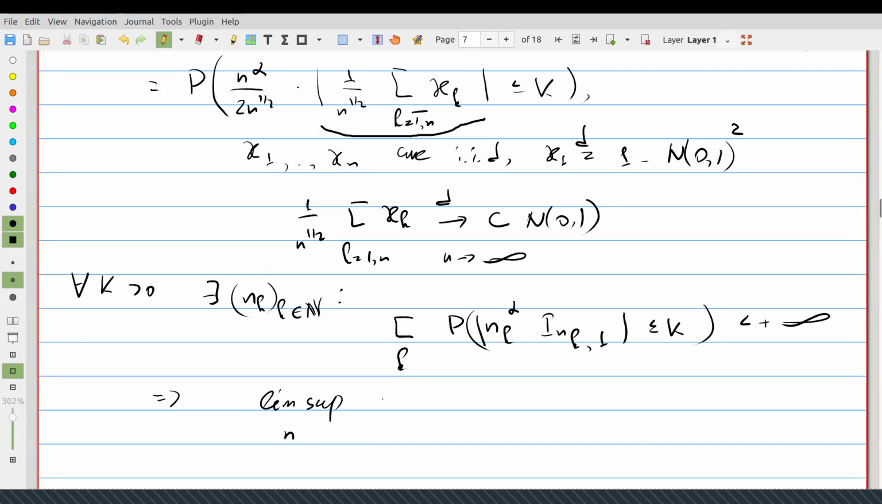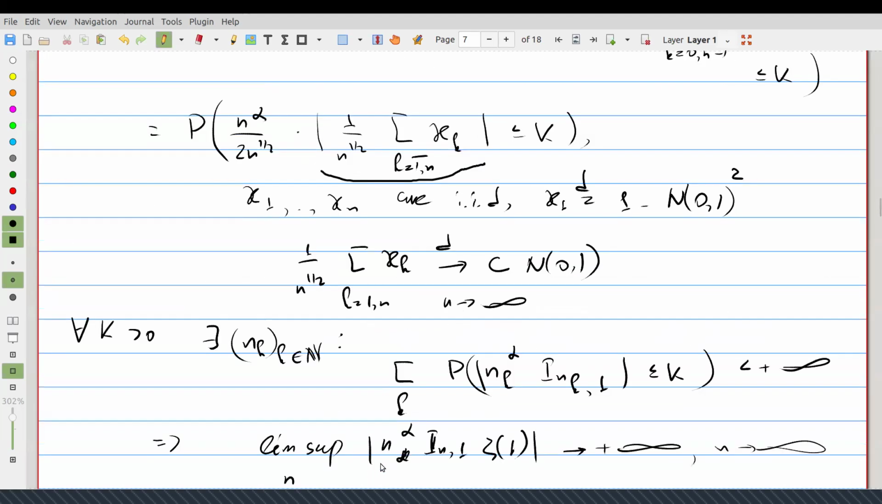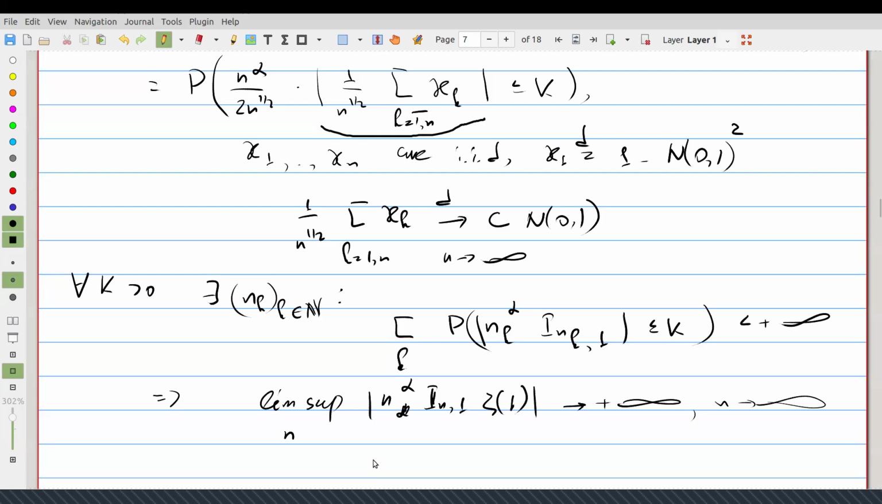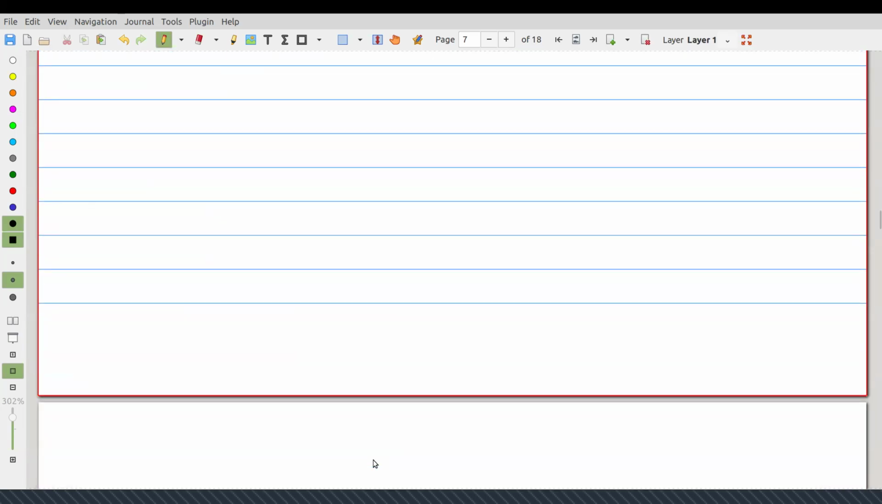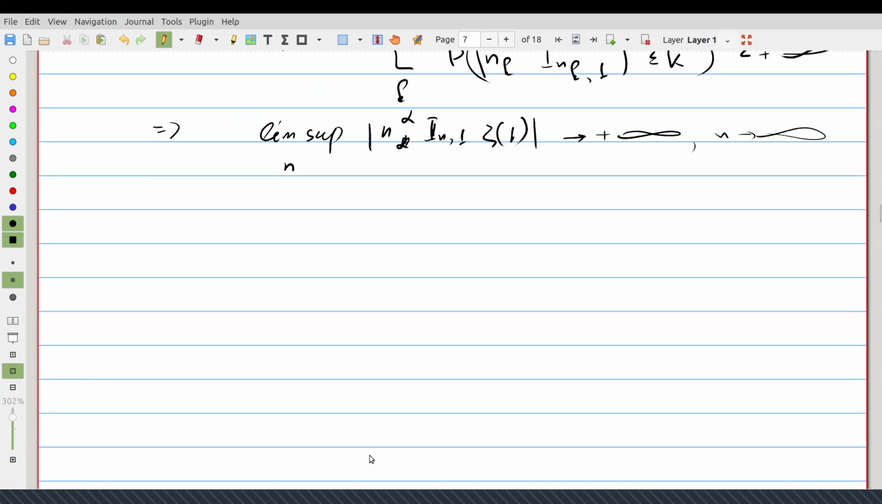this effectively means n to the power alpha cannot be bounded by any constant. That's why we get here the supremum. So this actually finishes our discussion of the proof of the original Euler-Maruyama scheme.